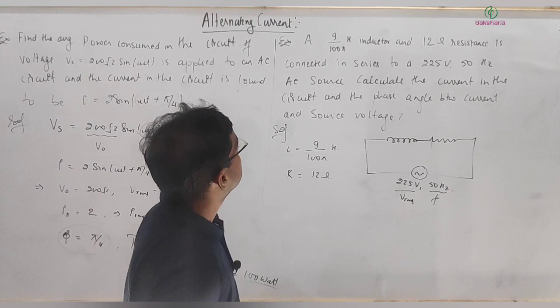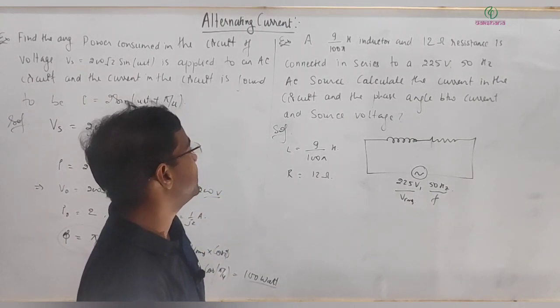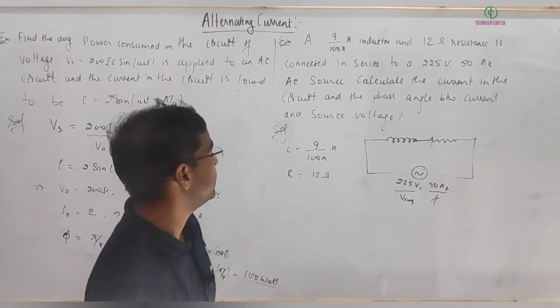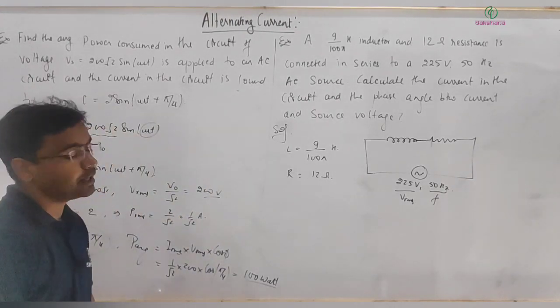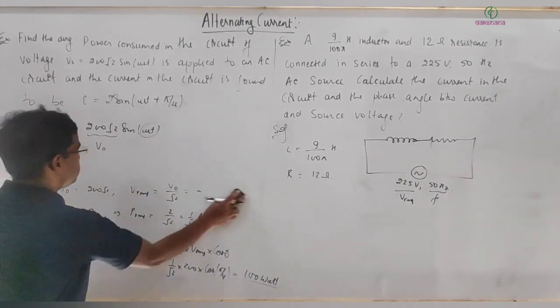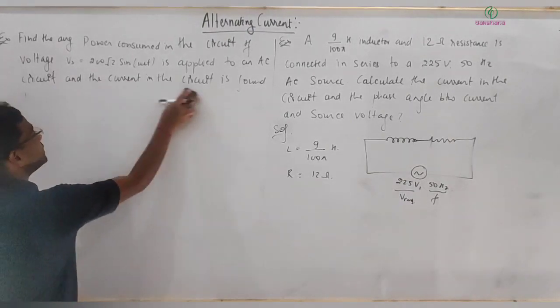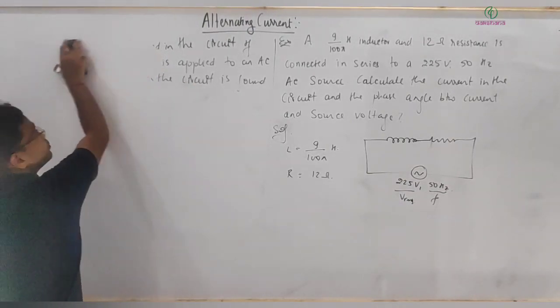Okay, so this is the AC source. Calculate the current in the circuit and the phase angle between current and source voltage. So here we are asked to find the current in the circuit and the phase angle. Okay, so I can erase this question. Alright, so I think you can easily think about how we need to proceed.